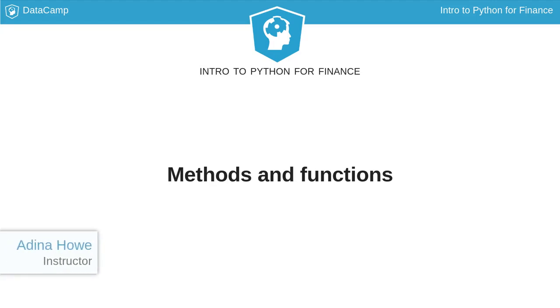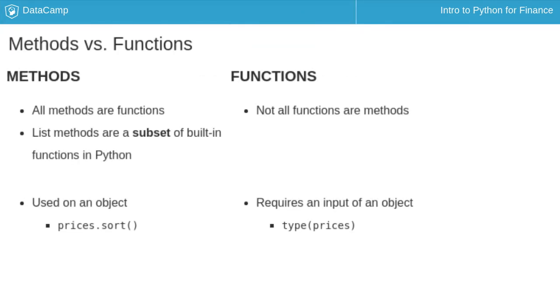We will now talk about methods. While all methods are functions in Python, not all functions are methods. There is a key difference between functions and methods. As we've seen, functions take objects as inputs, or are passed an object. Methods, in contrast, act on objects.